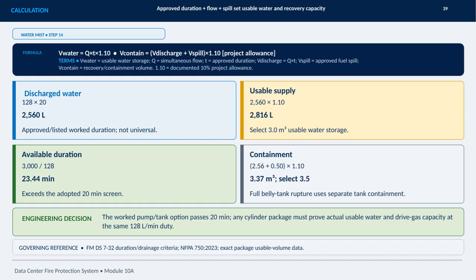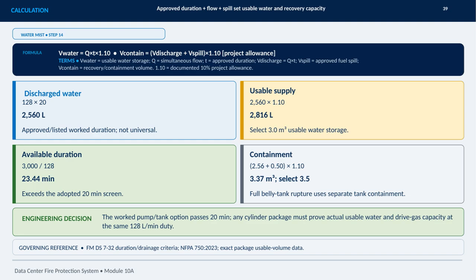This slide shows how we calculate both usable water storage and containment capacity for the water mist system. The starting point is the simultaneous flow rate of 128 liters per minute and an approved duration of 20 minutes, giving a discharged volume of 2,560 liters. We then apply the documented 10% project allowance. That increases the required usable water supply to 2,816 liters, so the selection is rounded up to 3.0 cubic meters.